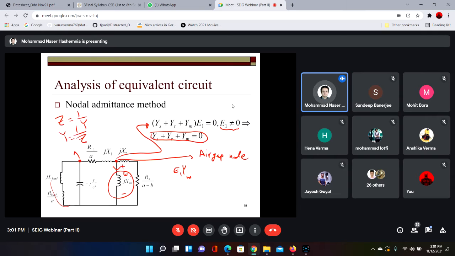But why do we prefer to use the nodal admittance method in this node, not in this node? Can anyone respond? This is an interesting question. Why do we prefer to use this method in the right-hand node? You don't see a reference using the nodal admittance method here to obtain A and Xm. What's the reason? No ideas?